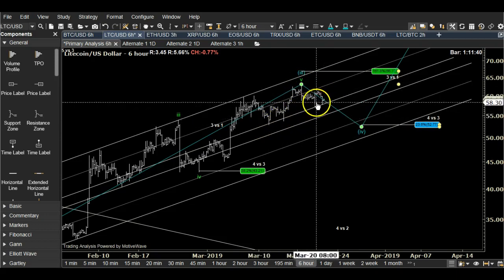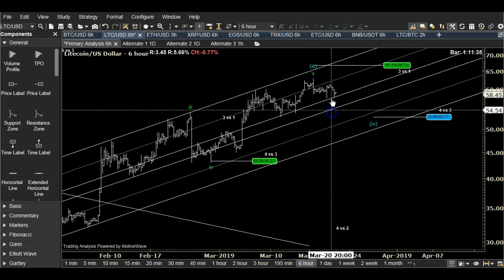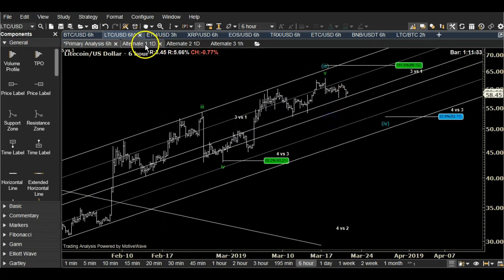But we are hugging this trend line, as you can see. For right now, it's holding, so we could be moving straight up higher. Litecoin.